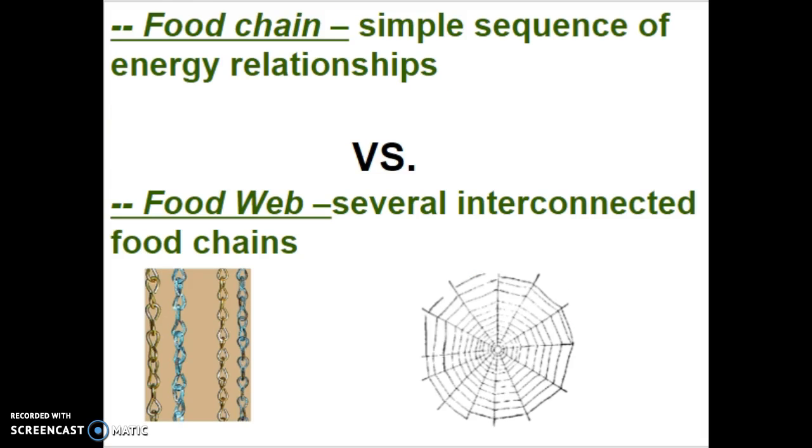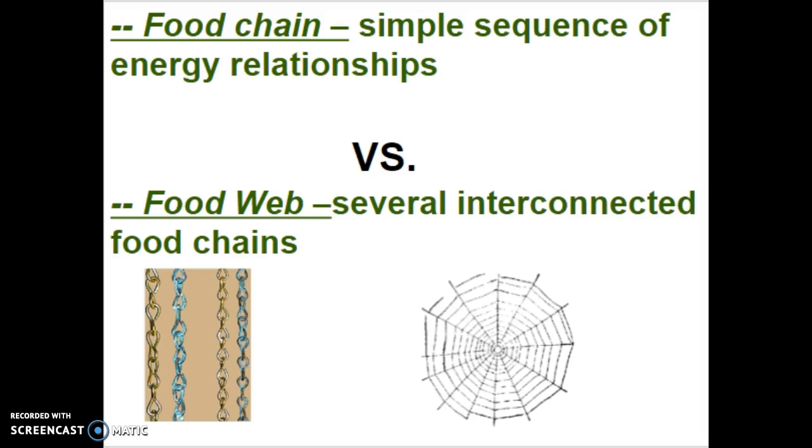There's a couple of different ways we can look at how food transfers and how energy transfers through the ecosystem. We can take a look at food chains versus food webs. A food chain is a very simple sequence of energy relationships. It's one example in the ecosystem of who could eat whom. A food web, on the other hand, is a little more realistic of an ecosystem. It's many connected food chains together. So food webs show all of the possibilities of who can eat whom in the ecosystem, whereas a food chain only shows one of those sequences.